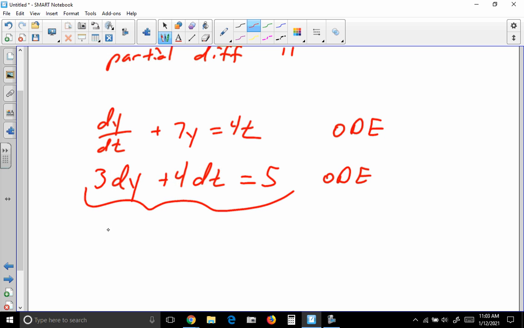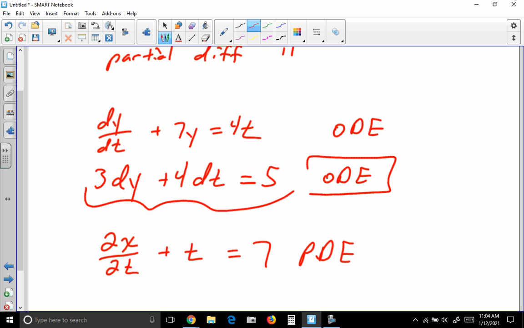Have one that has partials in it, such as the partial of x with respect to t plus t equals 7. If we have a partial derivative in it, then this is a PDE, a partial differential equation. And again, we're not really going to be dealing hardly with partial differential equations. We're just going to be dealing with ODEs.